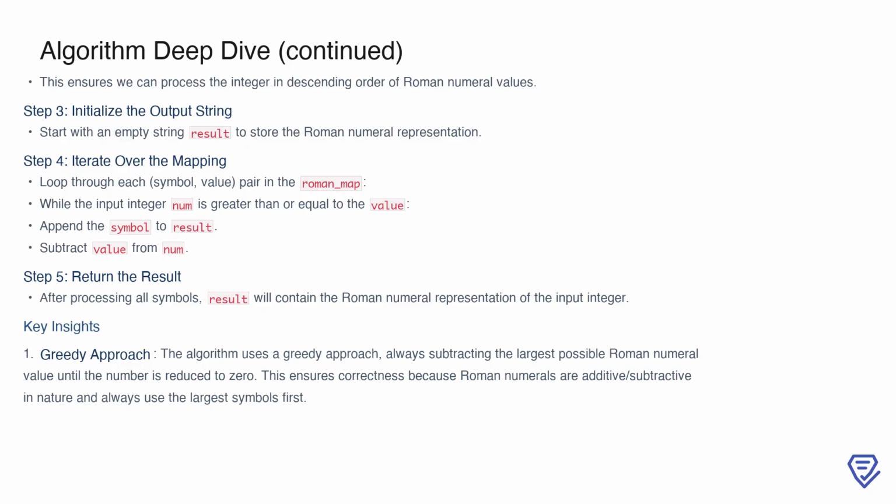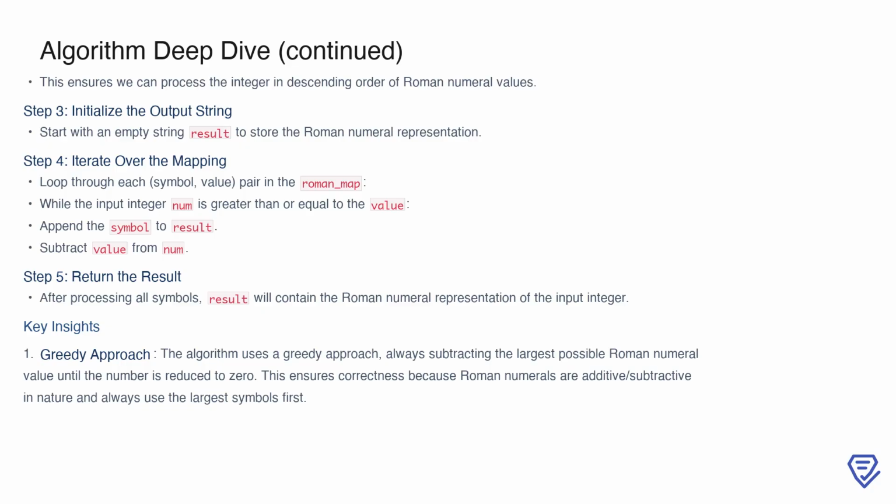Then, we iterate over the mapping, where each entry consists of a Roman numeral symbol and its associated value. For each pair, we check if the current integer value, number, is greater than or equal to the Roman numeral's value. If it is, we append the symbol to the result string and subtract the value from number. This process continues until the integer is reduced to 0. Once all the symbols have been processed, the result string will contain the complete Roman numeral representation.